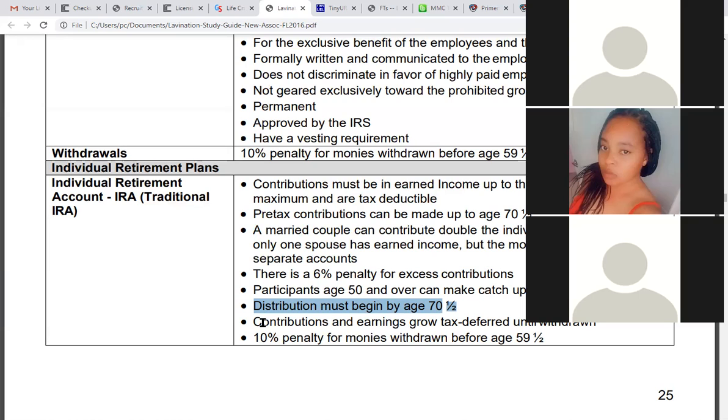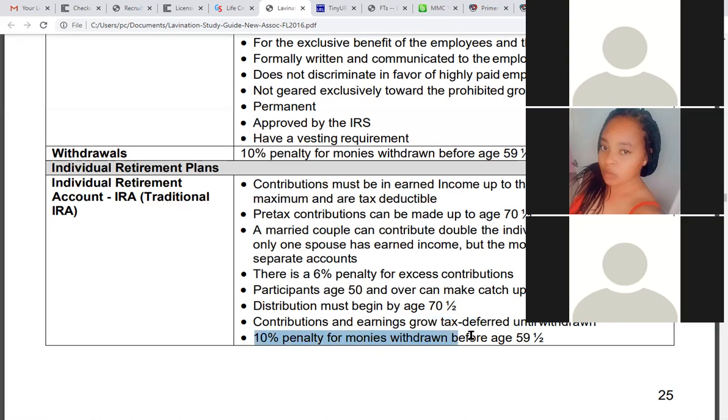Contributions and earnings go tax deferred until withdrawal. So when you put money into this type of account, let's say you put $6,000 every year, and then for the next 20, 30 years, you never have to pay the taxes right now. That money is going to grow. When you start taking money out, that's when you pay the taxes.